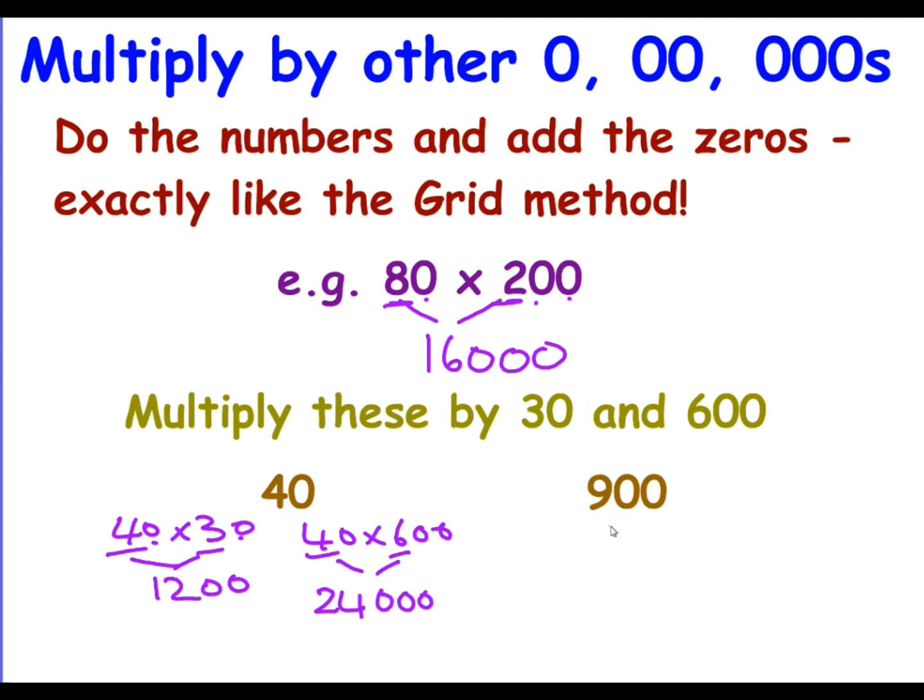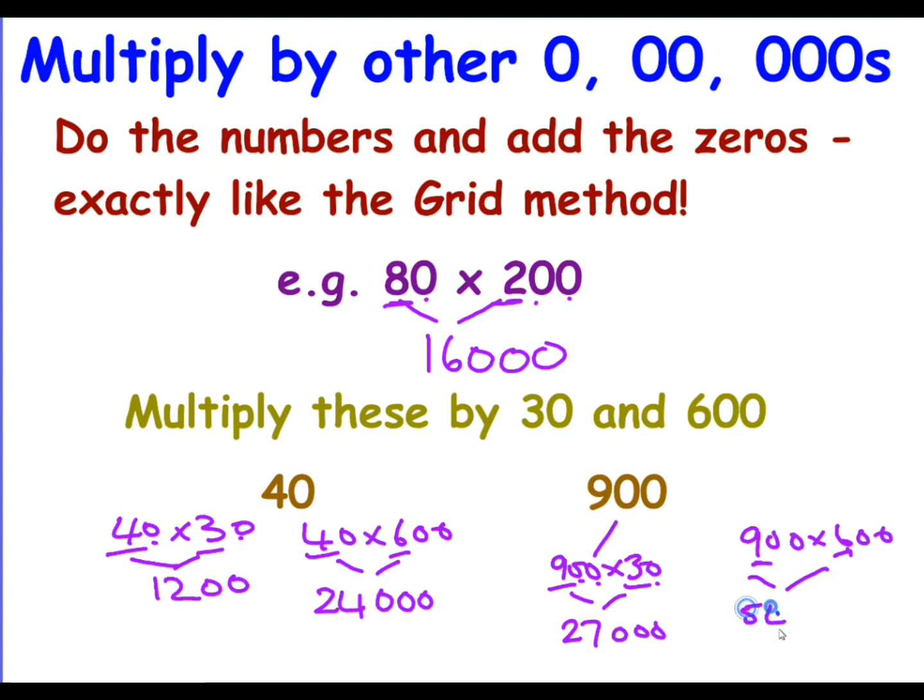The next one, 900 times 30. Well, we ignore the zeros, we just do 9 times 3, which is 27, and there are 3 zeros that we ignored. And then the final one, we've got 900 times 600. Well, we know 9 times 6 is 54, and then we've got 1, 2, 3, 4 zeros. So that's 540,000.